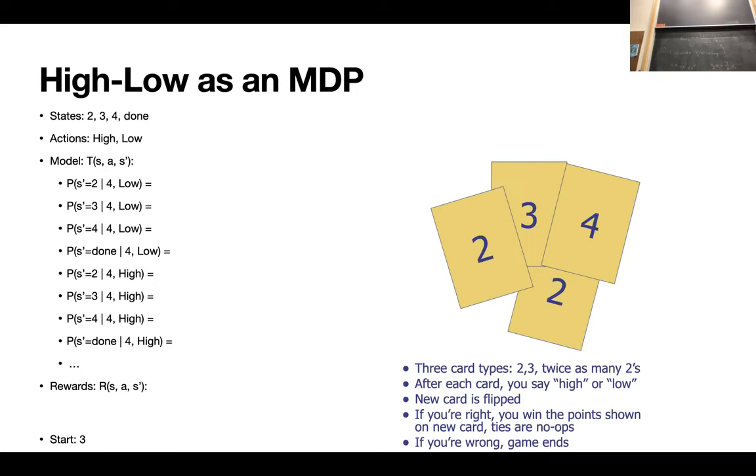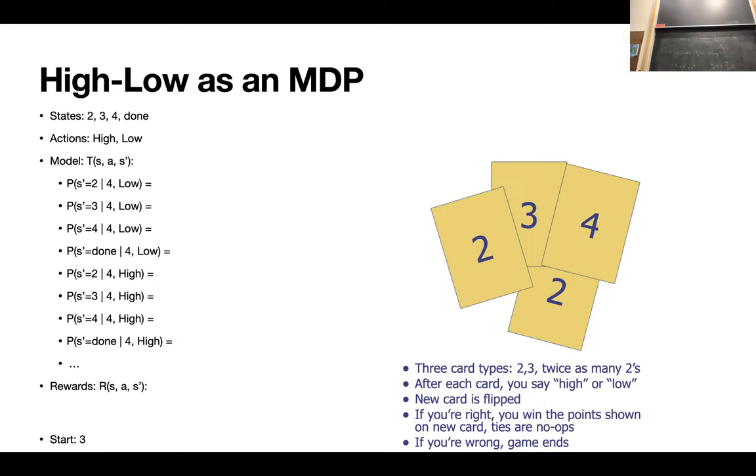So let's see how we write it in terms of states, actions, and transition functions. The states are 2, 3, and 4. And also done, that's another state, the end state. We can take two actions: we can either say high or low. And then we can build our transition function.